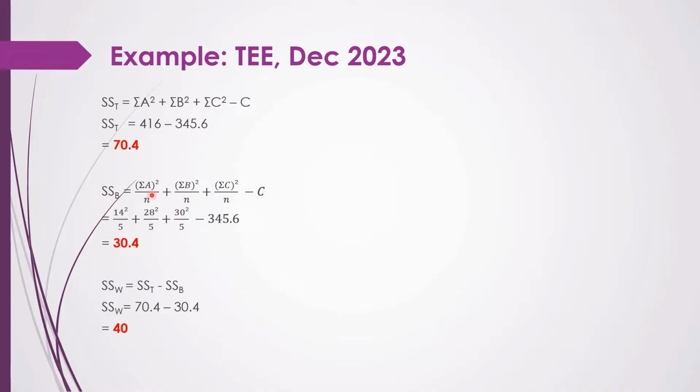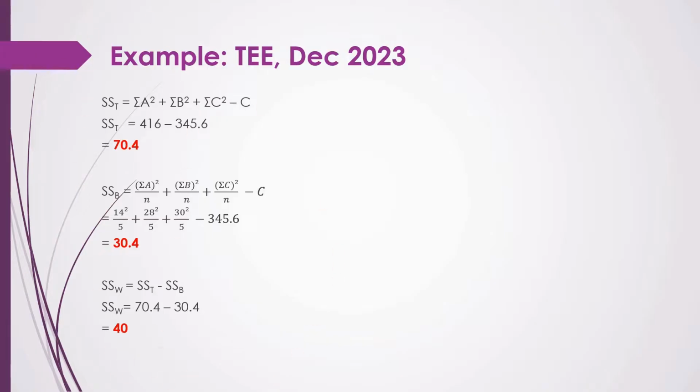To calculate the sum of squares between the groups, we have to calculate sum of A whole square by n plus sum of B whole square by n plus sum of C whole square by n minus the correction term. Putting in the values, we have 14 square by 5 plus 28 square by 5 plus 30 square by 5 minus 345.6, and we have 30.4. And how do we calculate the sum of squares within now? It is total sum of squares minus the sum of squares between the groups. That is 70.4 minus 30.4, which is 40.